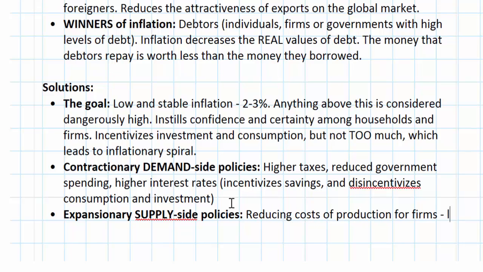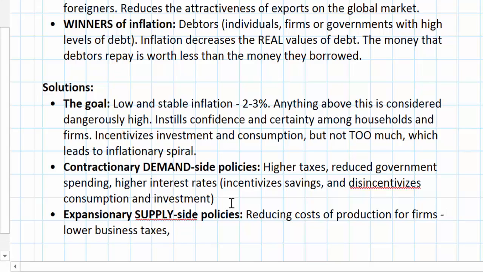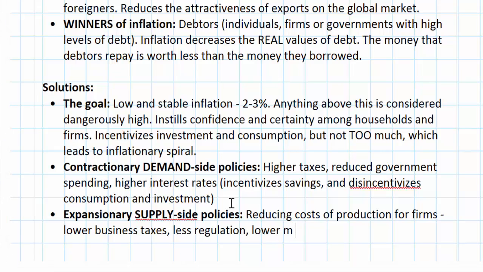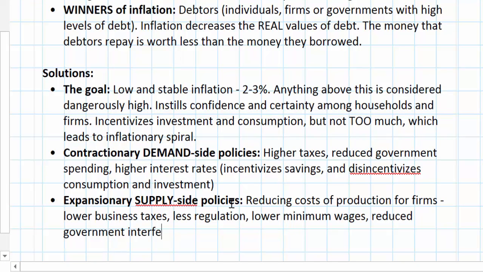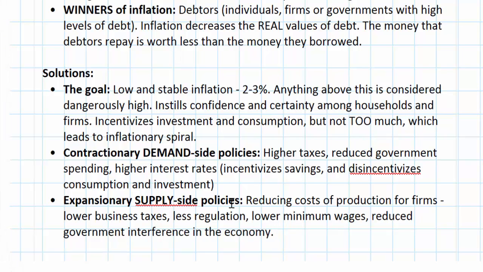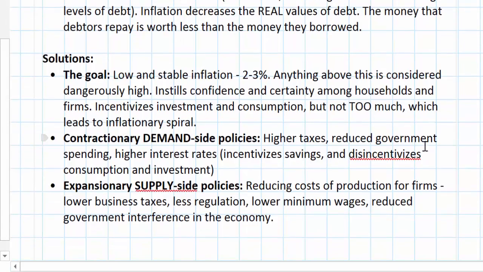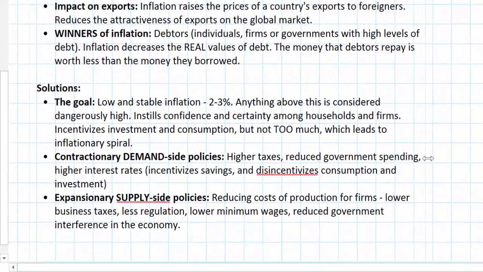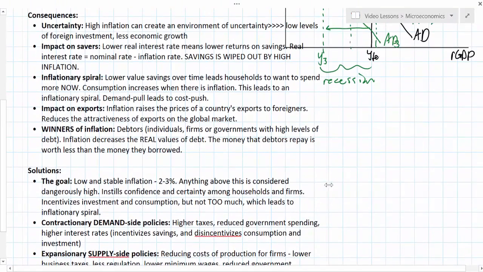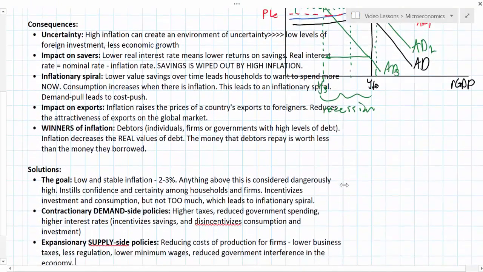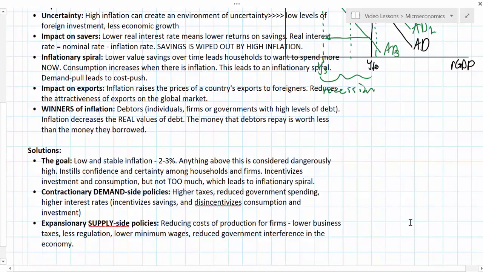This could mean lower business taxes, less regulation, lower minimum wages, reduced government interference in the economy. There are many ways government can reduce the costs of doing business. These are some examples of supply-side policies that could be used to increase aggregate supply and counteract cost-push inflation. Now, we're not going to get into the evaluation of these policies today. These are policies we're going to examine in much more detail in future lessons. But for now, we have introduced some of the solutions to demand-pull and cost-push inflation.